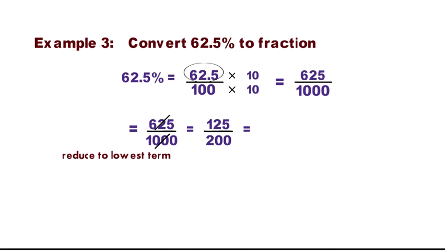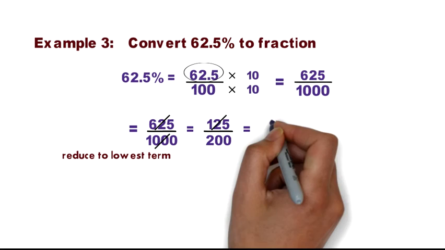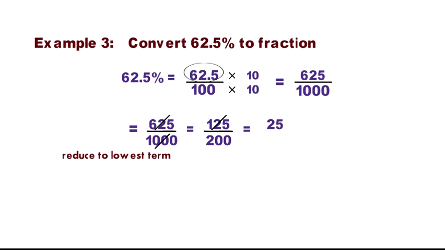Next, 5 can still divide. So, 5 divides 125 gives us 25. And 5 divides 200 gives us 40.